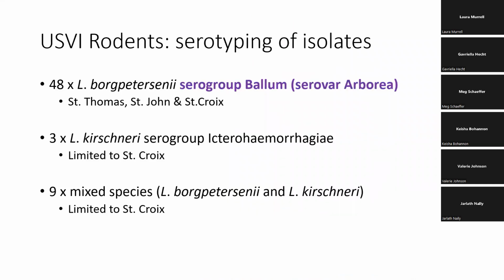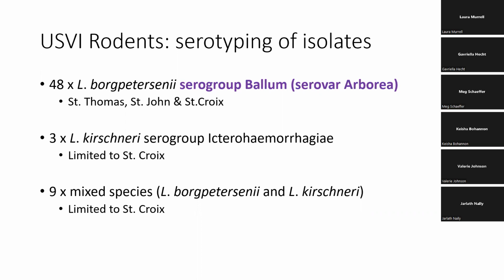Again, because we had the recovered isolate, we were also able to do a comprehensive serotyping. All the borgpetersenii isolates derived from the rodents belong to serogroup Ballum, and again, a subset was subsequently serotyped as belonging to serovar Arborea. The kirschneri isolates were serogroup Icterohaemorrhagiae, and interesting to note, kirschneri was only found in St. Croix, including those rodents which were carrying co-infection with borgpetersenii and kirschneri.